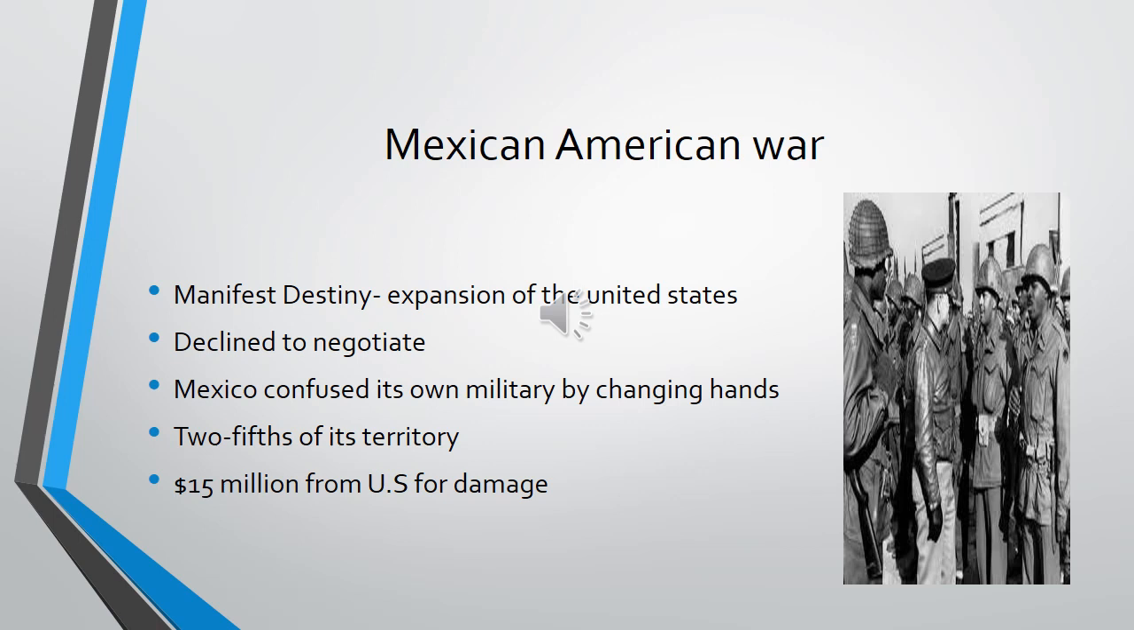The Mexican-American War. During this war, there was Manifest Destiny, which is the expansion of the United States. They declined to negotiate. Mexico confused its own military by changing hands. Two fifths of its territory was lost, and $15 million from the U.S. was given for damage.